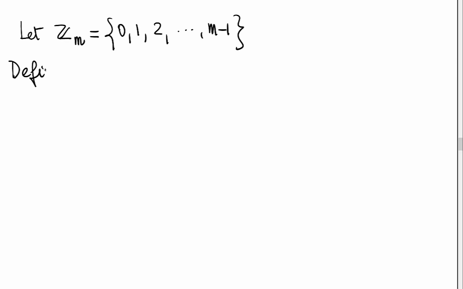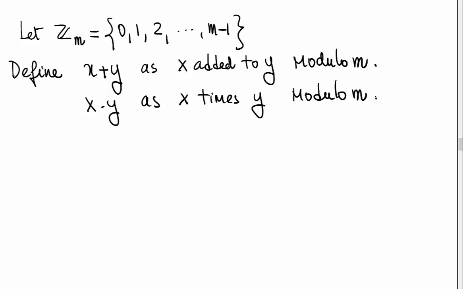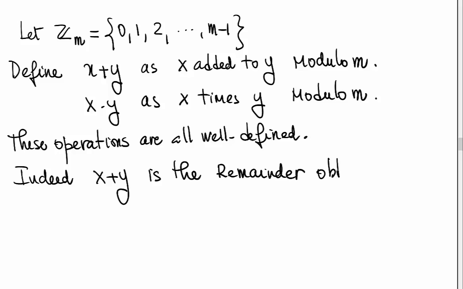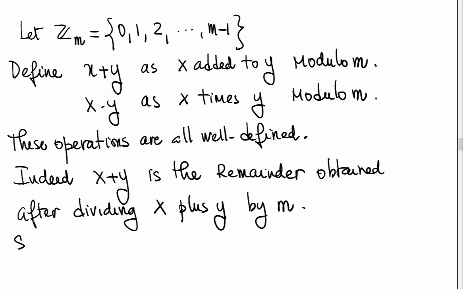Now let Zm be the set of all numbers between 0 and m minus 1, and define x plus y, where plus here is a new operation, as x added to y in the usual sense modulo m, and x times y as x multiplied by y in the usual sense modulo m. These operations are all well defined, and indeed one can check that x plus y is the remainder obtained after adding x to y in the usual sense and then modding out by m. And such an element is necessarily in Zm.